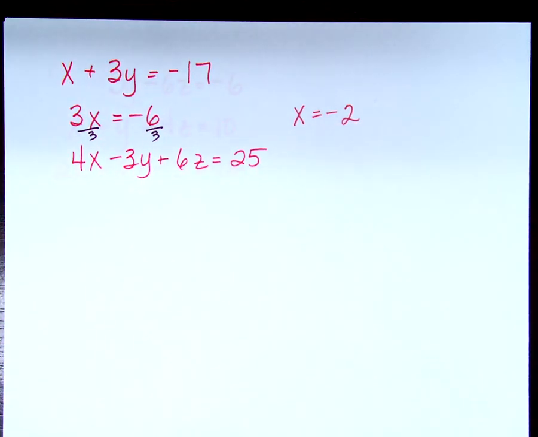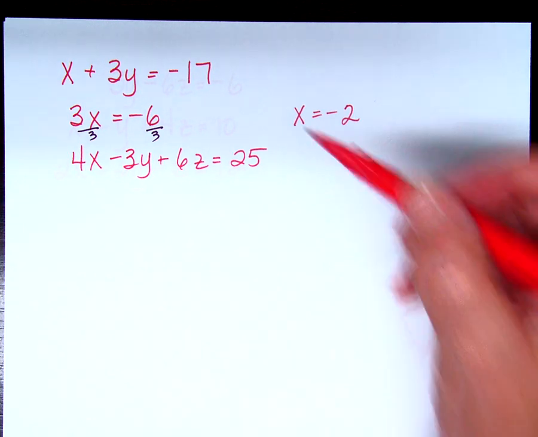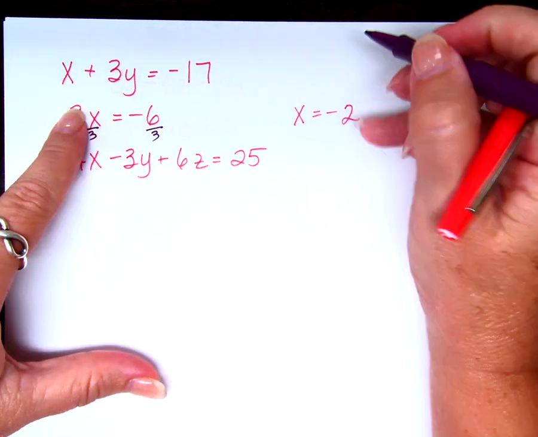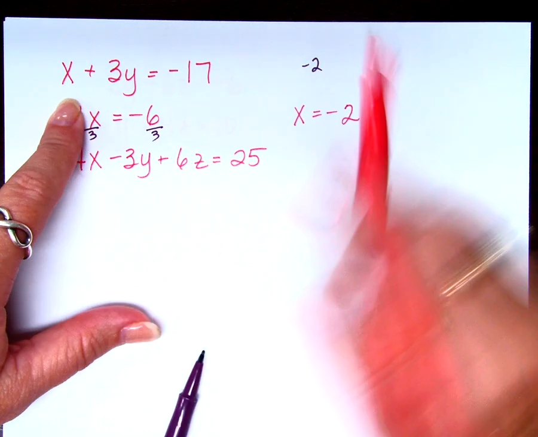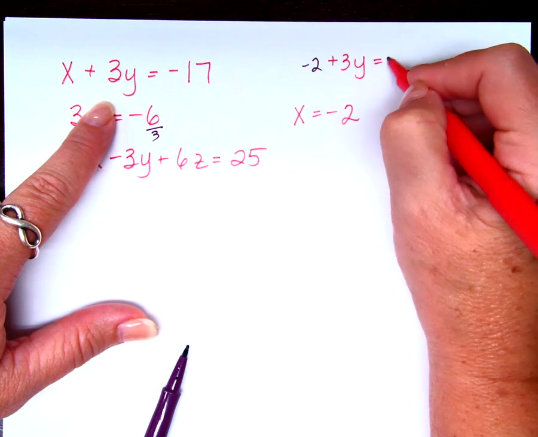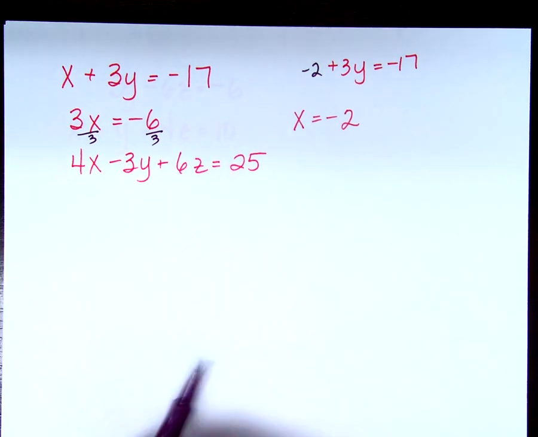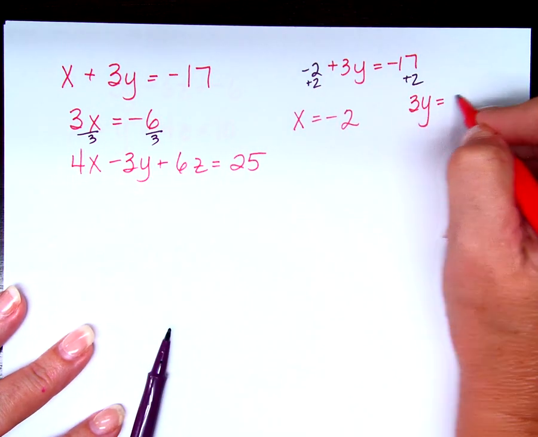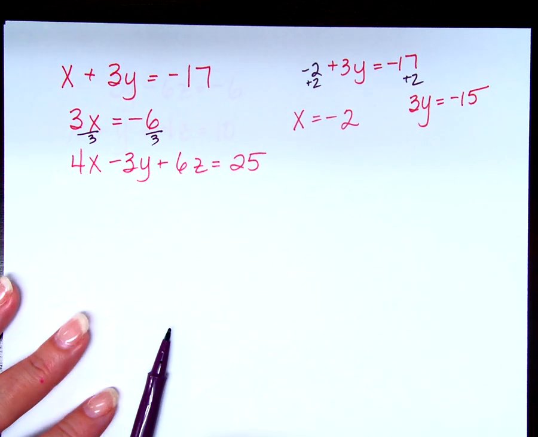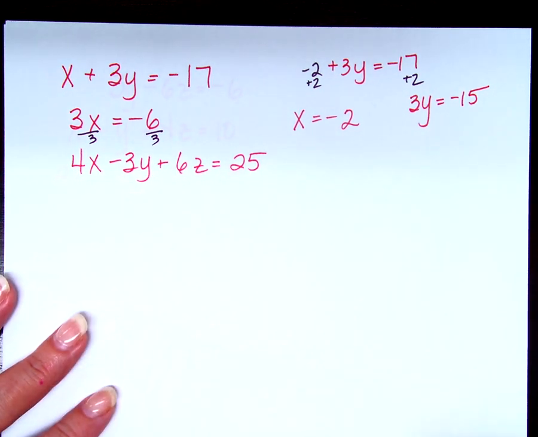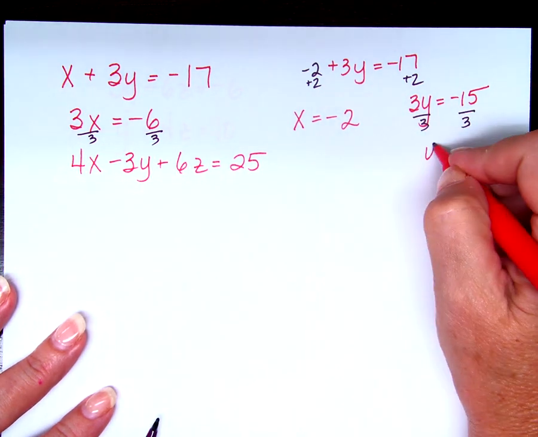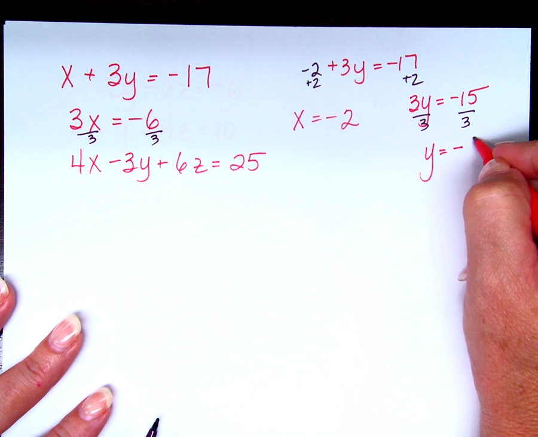What do you think I should do with that negative 2? Plug it in where? To the top one. Why would I plug it into the top one? Because then you could find y. Okay, so x, which is negative 2, plus 3y equals negative 17. To solve, I would add 2 to both sides, so I would get 3y equals negative 15. How would I go about solving that? Divide both sides by 3. So what does y equal? Negative 5.